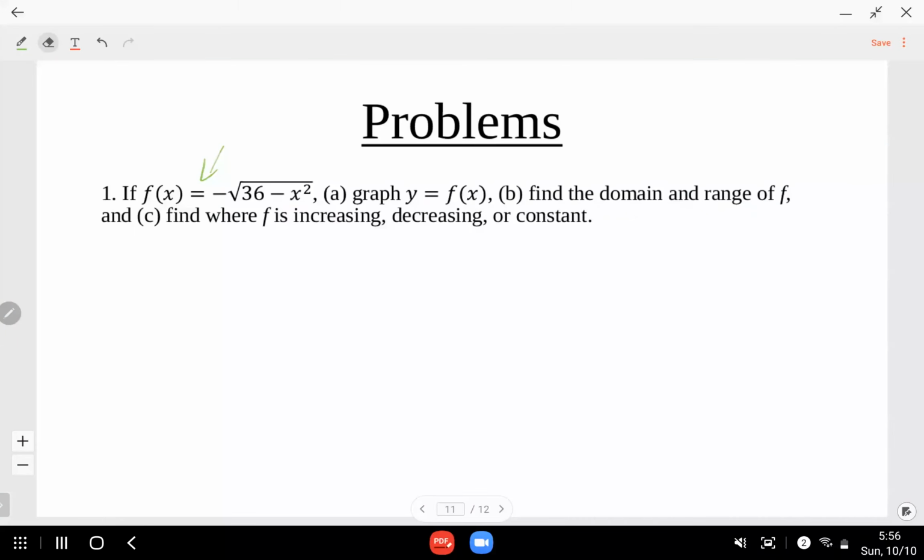So if you graph this, you know that 36 is r squared. 36 is r squared, then r equals 6, and the center equals 0, 0, right? Great. Now we can graph. Lower half circle, center 0, 0.